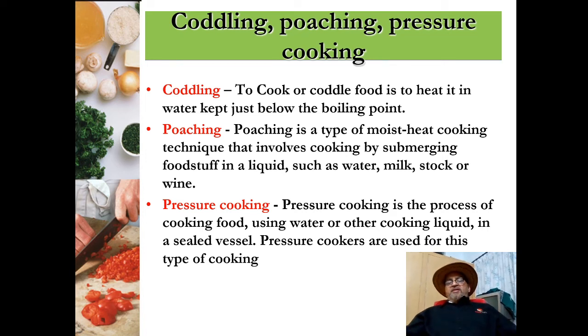Then there are other methods of moist cooking. Coddling. Coddling is to heat in water just below the boiling point. Coddling is something like when we heat food in a bain-marie or perhaps we just dip food in hot water so that it remains hot. Poaching I've already explained to you, and pressure cooking is cooking in the pressure cooker.